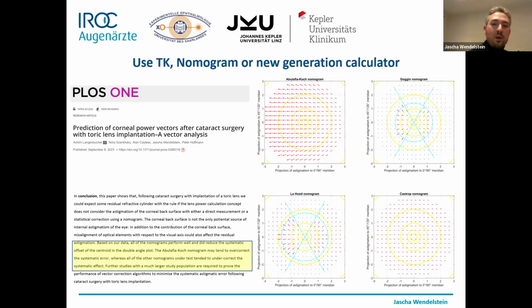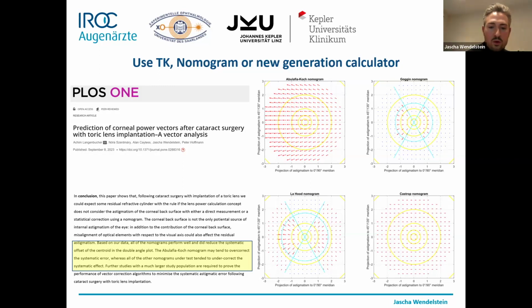Now, what do I do with my values? Do I use TK values? Do I use K values? If I use K values, we looked at the several nomograms that are out there for astigmatism correction. So we used the Abulafia-Koch nomogram, the Goggin nomogram, the Lahaye nomogram, and basically from our group, the Castrop nomogram. It was quite interesting. All nomograms worked a bit better than K values alone, not TK values, but K values.